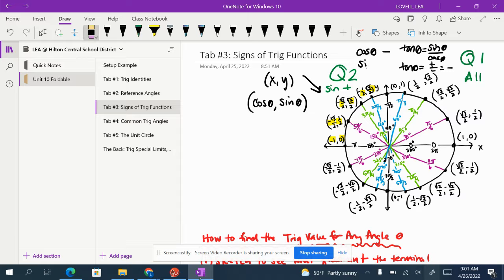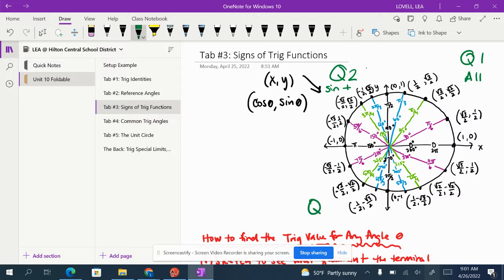Okay. Let's look at the signs in quadrant 3. I know it's kind of confusing because sine is a trigonometric function, and sign, meaning positive or negative, also sounds like sine, so it's a little confusing. I apologize for that, but just try to follow along.